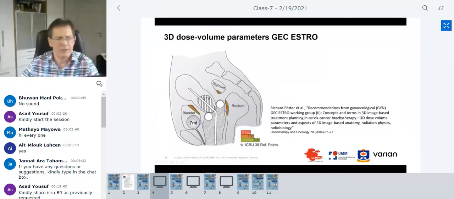You can see that here also on this slide. And you see the volumes here that we should report. So 0.1 cc is more or less the maximum dose that you get in these organs at risk, and we should also report 2 cc as a more stable representation of the maximum dose in this organ.